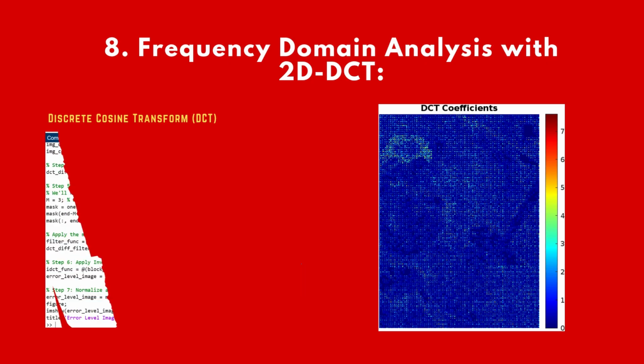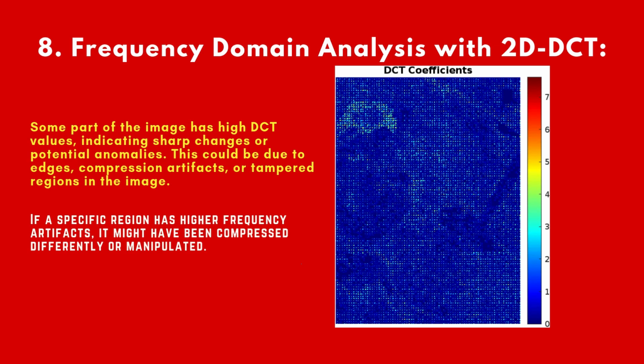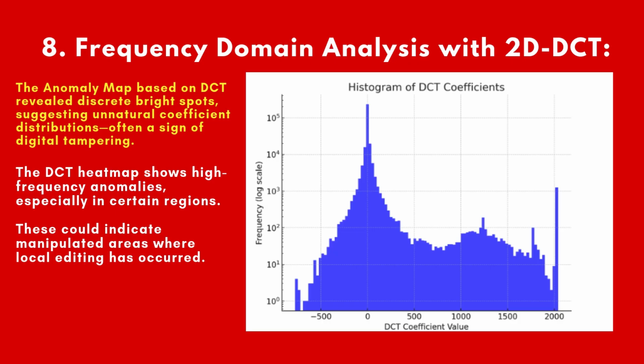Some part of the image has high DCT values, indicating sharp changes or potential anomalies. This could be due to edges, compression artifacts, or tampered regions in the image. If a specific region has higher frequency artifacts, it might have been compressed differently or manipulated. DCT coefficient histogram indicates a lot of important information. The anomaly map based on DCT revealed discrete bright spots, suggesting unnatural coefficient distributions, often a sign of digital tampering.